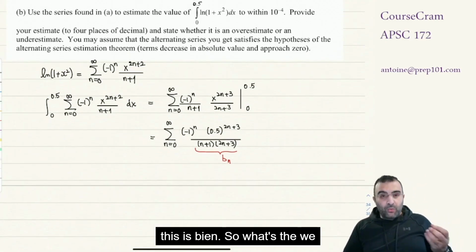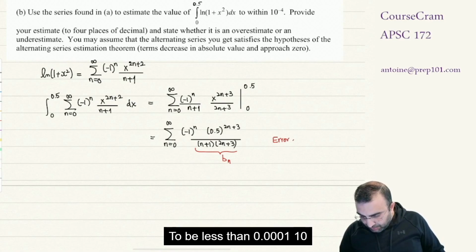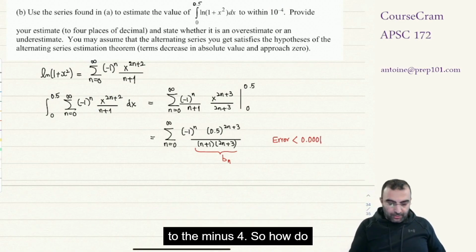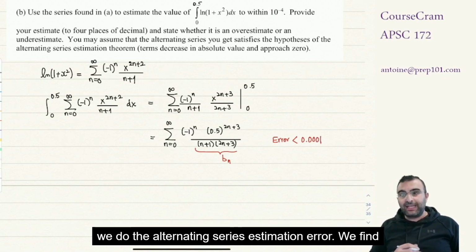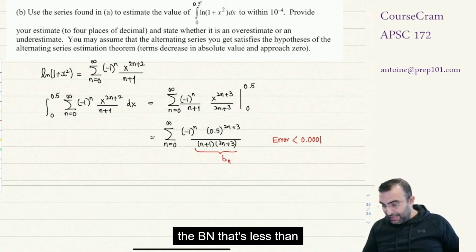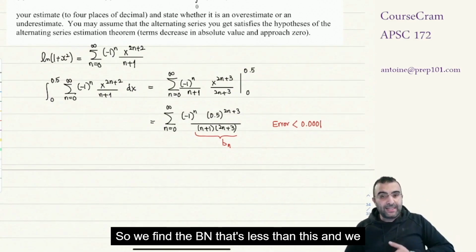So we want the error to be less than 0.0001, 10 to the minus 4. So how do we do the alternating series estimation error? We find the bn that's less than this, and we stop before it.